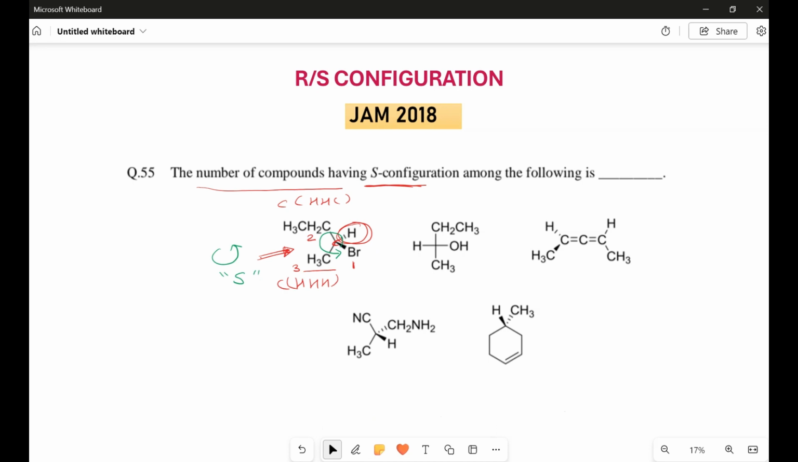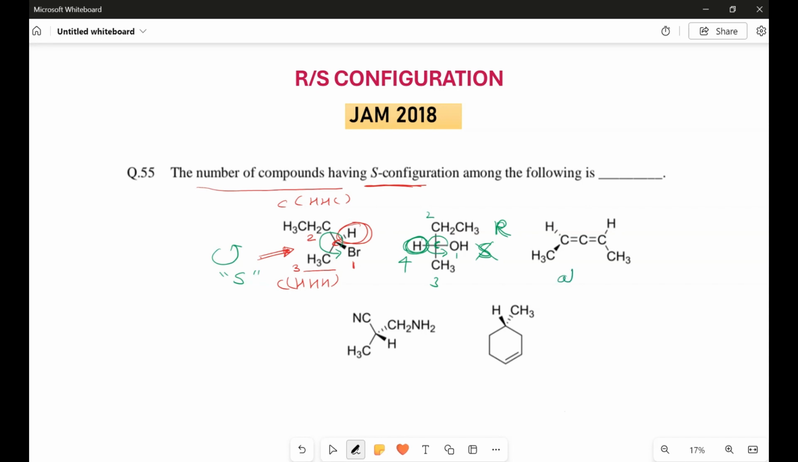Second compound, we know this very clearly. So one, two, three, four. So one, two, three. Again, it gives S configuration, but we have seen that the least priority H is in the horizontal position, therefore it is wrong. So R is the answer. So the second compound has R configuration. The third compound is an allene.